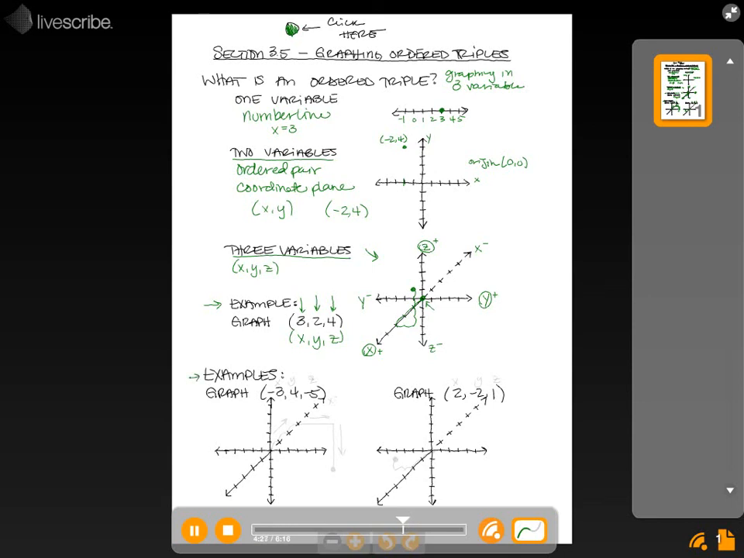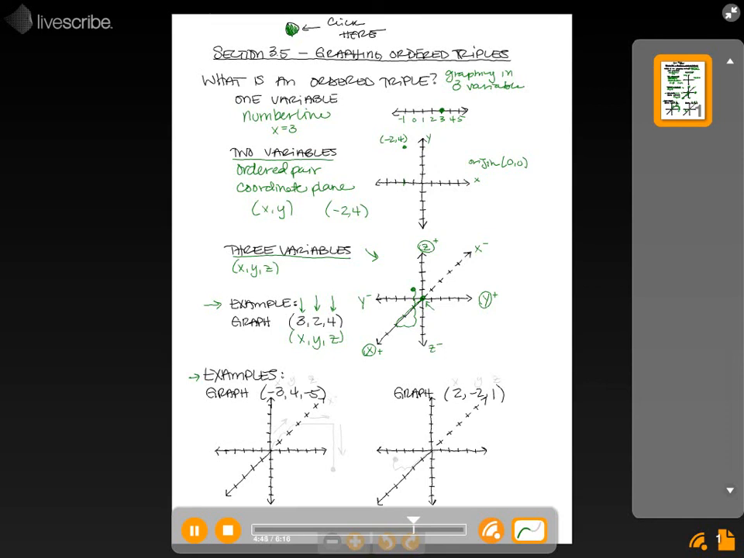Got 2 examples for you to do here. Both of them are graphing an ordered triple, and you should have a piece of paper to graph them on. So you can pause this if you want, or you can watch me do the first one, help you walk through it, and then you can pause for the second one. It doesn't matter. Whenever you need to pause it, feel free to do that.